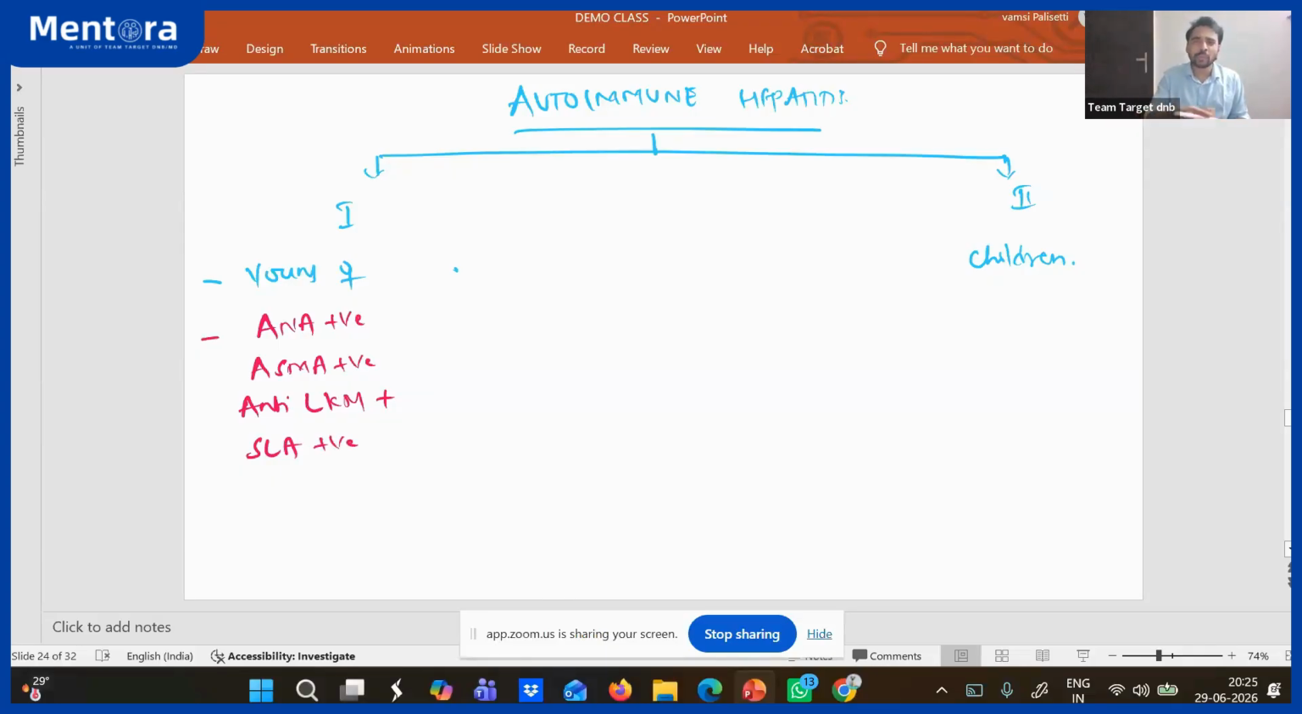But in the case of type 2, you won't see all these things. Usually you see anti-LKM1. Very very important. All the other antibodies are not so prevalent, but this antibody is very prevalent in children. Right, simple.